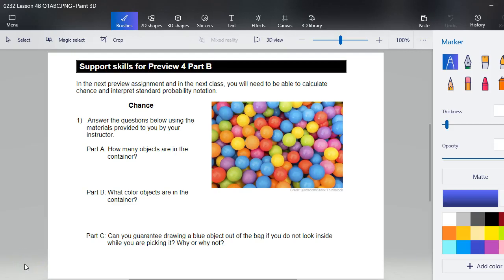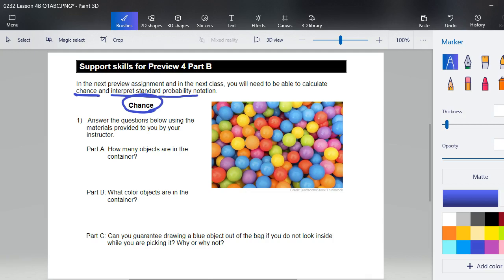Welcome to lesson 4B. In this next preview assignment, in the next class, you will need to be able to calculate chance and interpret standard probability notation. So we're going to start by talking about chance.